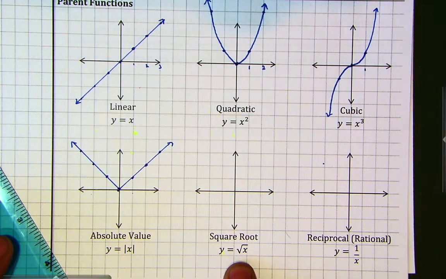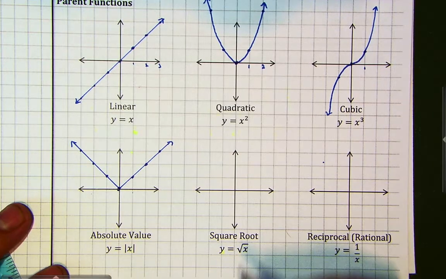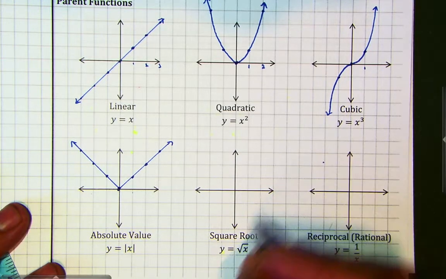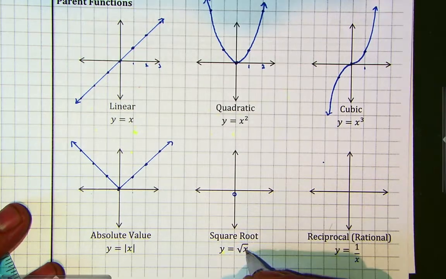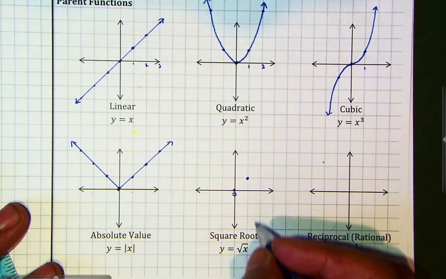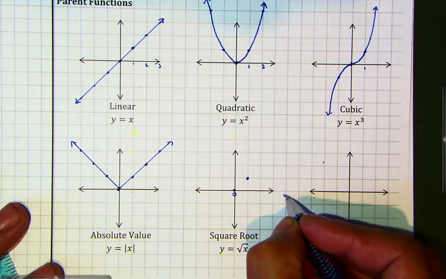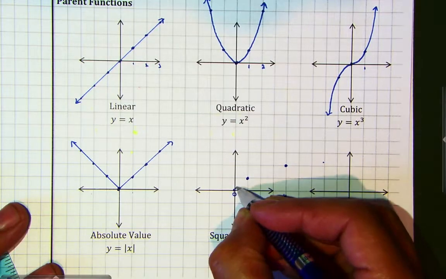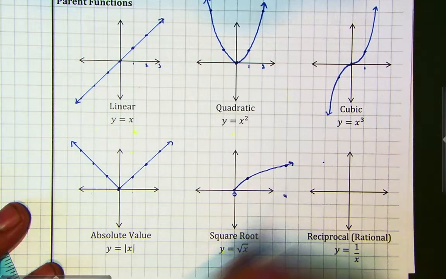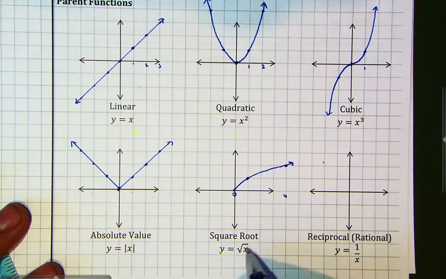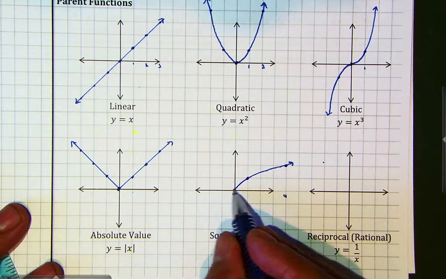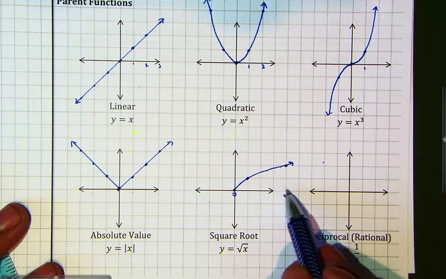Square root. Do you remember what square root looks like? Right, it looks something like this. Plug in a 0 gives you 0. Plug in a 1 gives you 1. Plug in a 2, what's the square root of 2? We have about 1.4. Plug in a 3, then 4, which is the next perfect square that I can plug in, gives you 2. So therefore it looks something like this. I can't plug in a negative number, so there's no graph on the left. Your domain will be from 0 all the way to positive infinity.